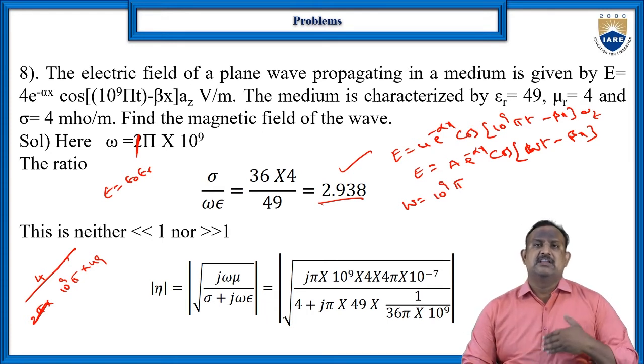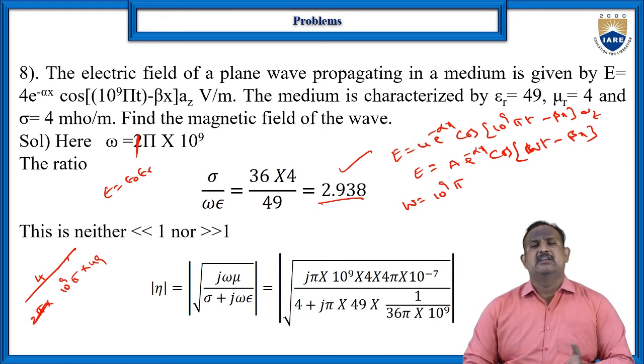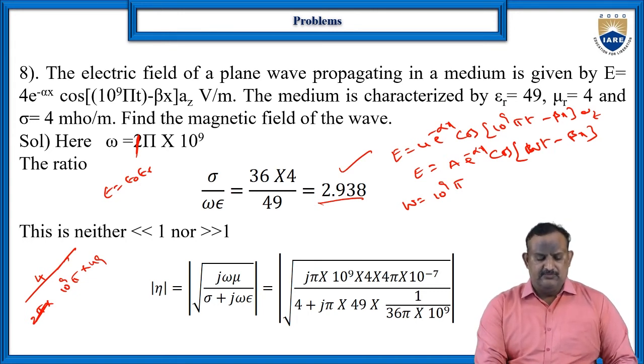So here this is neither very much less than 1 nor very much greater than 1. So it is a medium between the conductor and dielectric, in the midway of both conductor and dielectric material. So here we need to find out the value of the magnetic field.